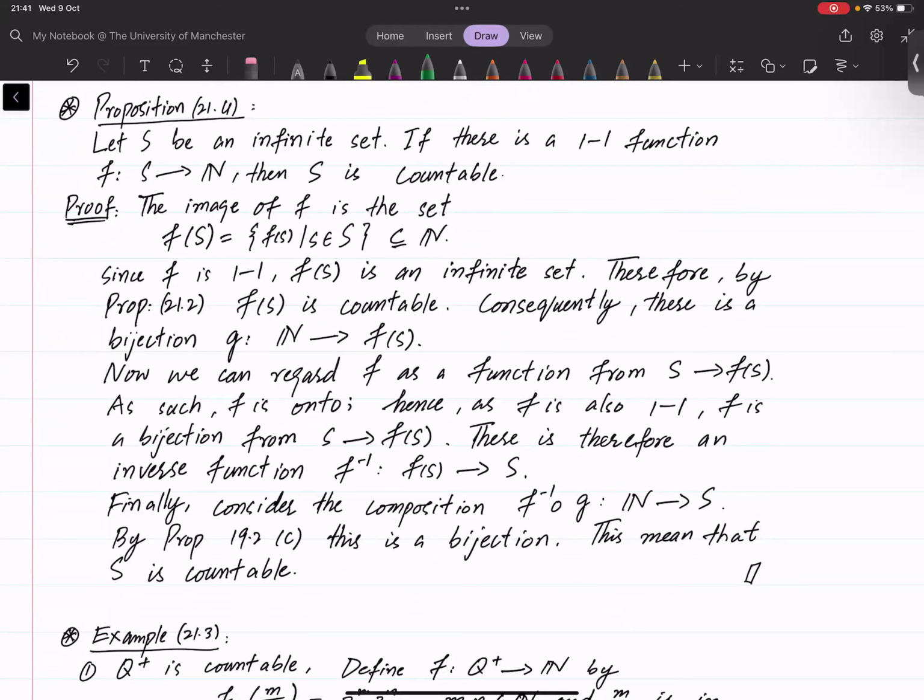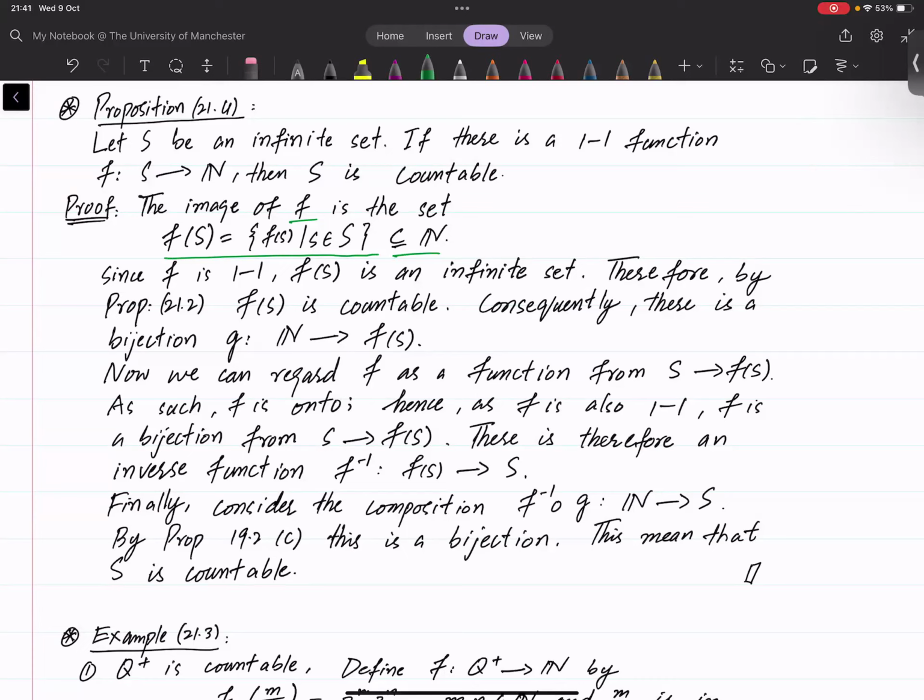let's say by a proposition that S is an infinite set, and if there is a one-to-one function from S to N, then S is countable. Okay. Now, are we lowering some condition? Let's find out. So the image of the function f is the set which contains all the elements f of s, where s is inside S, and it's a subset of natural numbers.